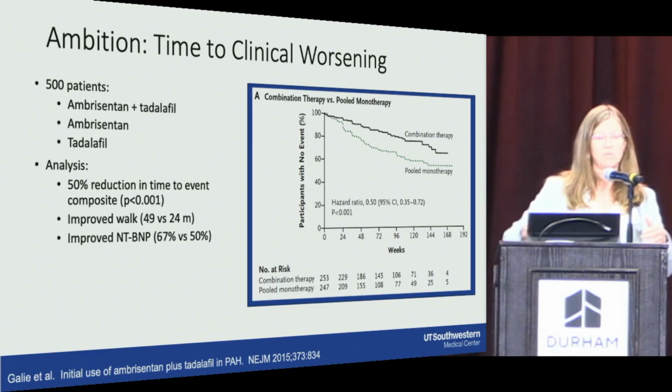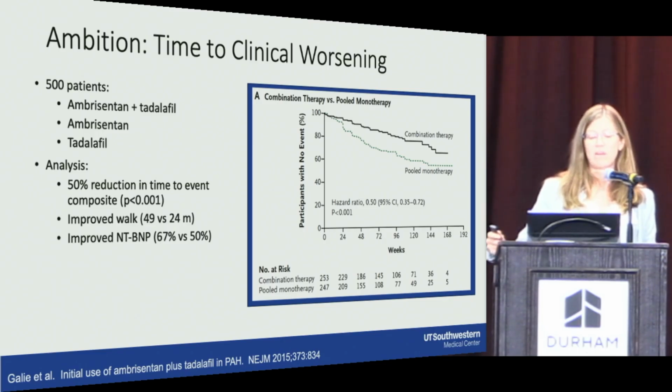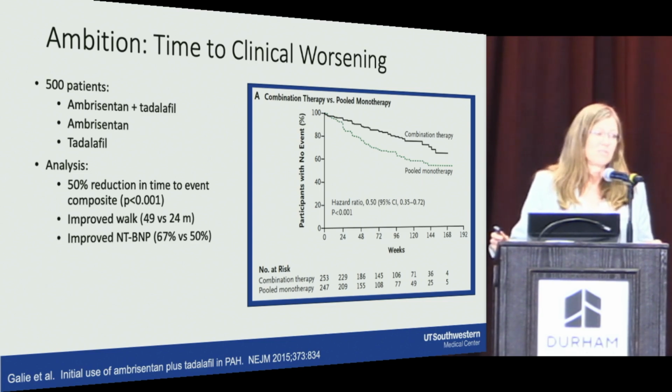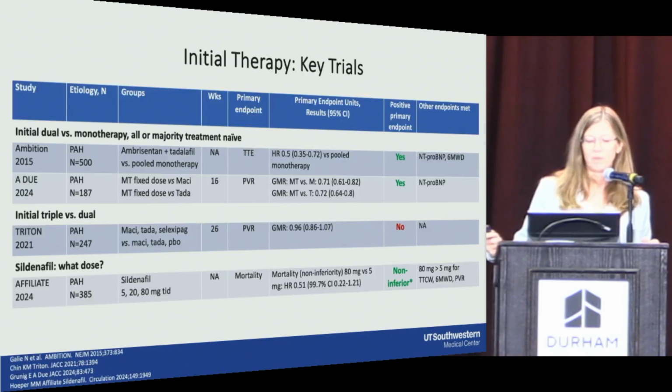So they took those 2 groups together and looked at long-term outcomes and showed a 50% reduction in time to event, much greater improvement in walk, much greater improvement in NT-proBNP. And then there was a hemodynamic sub-study that was just specific centers that published basically their own data. But there's subsequent studies that have shown similar results. You get about twice as much improvement in PVR. It's in the 50% range versus 20 to 30% that you typically get with monotherapy.